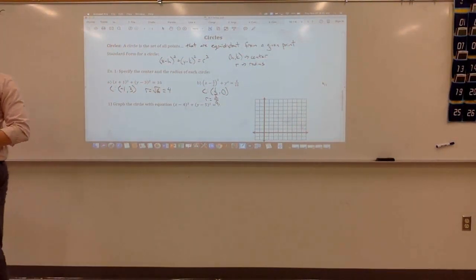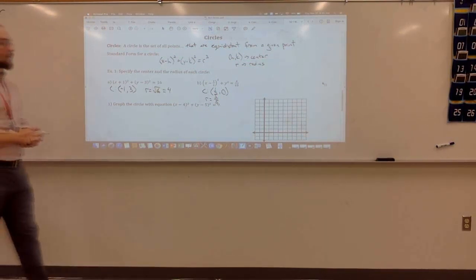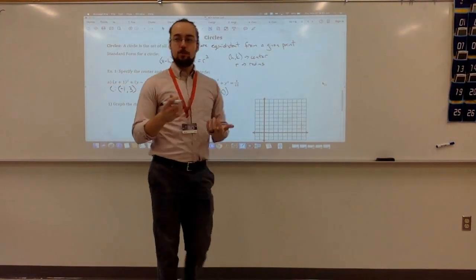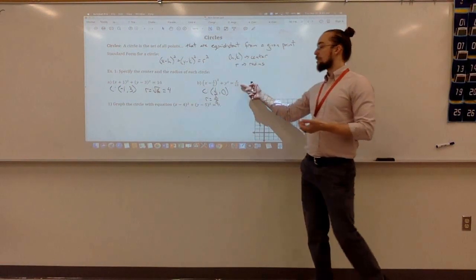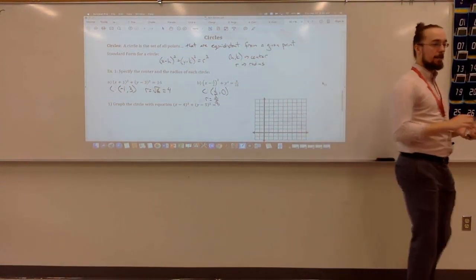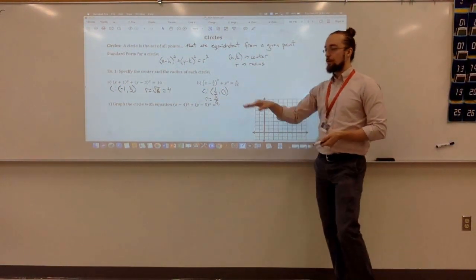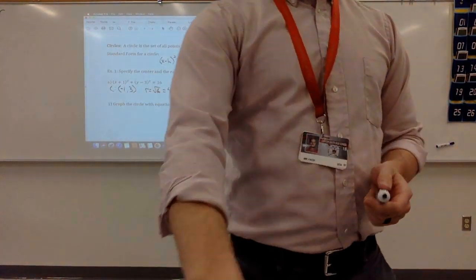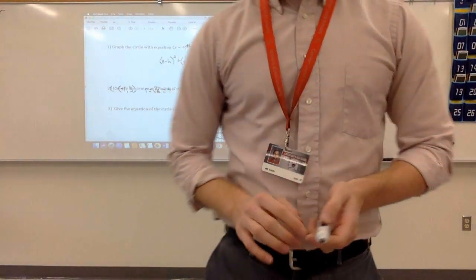Did we get 1/2, 0, and then the radius is 2/5? Okay. So we know to take the square root of a fraction, we're just taking the square root of the numerator and separately the square root of the denominator. So the square root of 4 over the square root of 25 would just be 2 over 5. So let's take a look at graphing.